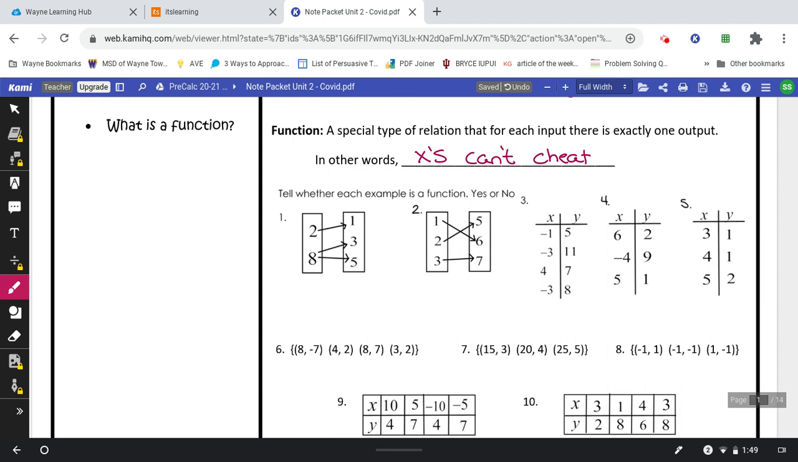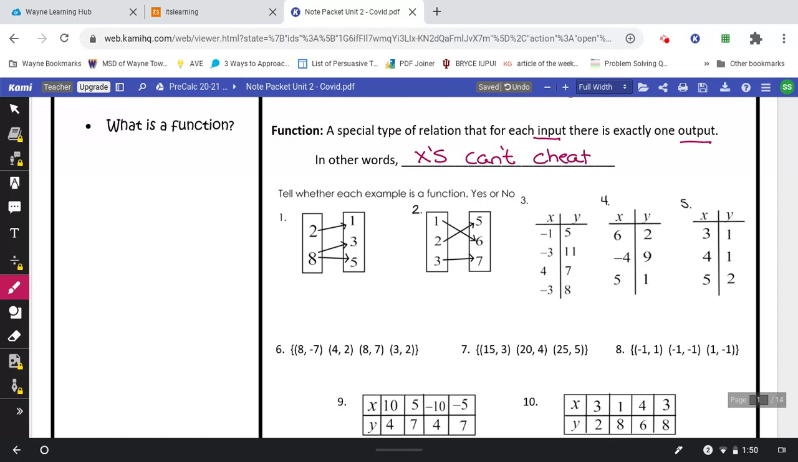So this is based on the definition. So for each input, there is only one output. So for each x, it has to be only paired with one y. So if it's a function, then the x's aren't cheating. Let's look at problem number 1. Tell whether each example is a function, yes or no.